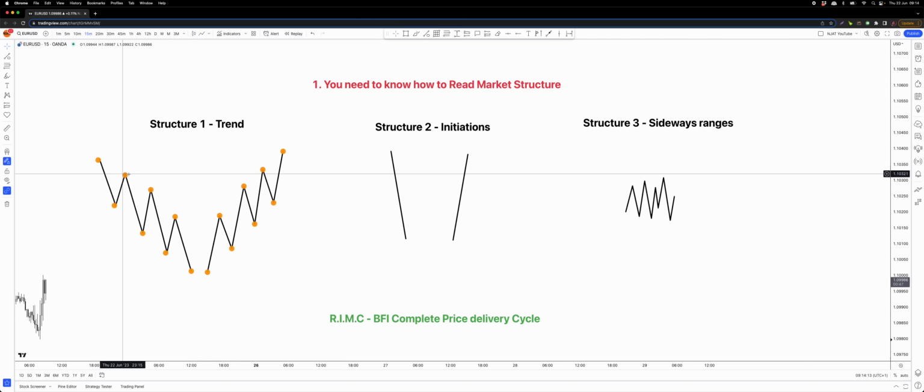In today's video, I'm going to be going over structure and setups. This is going to be for any sort of traders, whether you're new to trading or whether you've been trading for a long time. Everyone's going to be able to take something from this video.